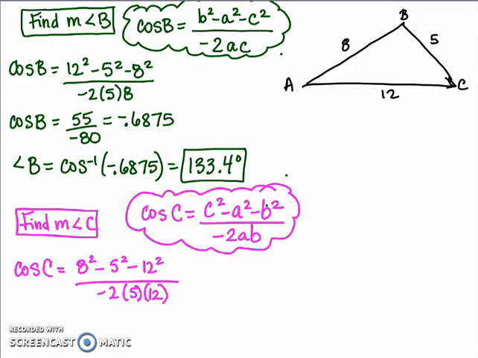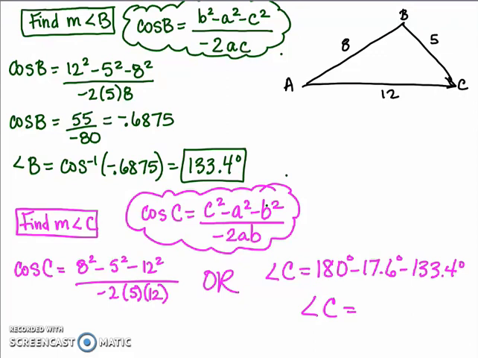Since we know 2 of our 3 angles already, the other option would be that we can just subtract from 180, which is actually easier. So I'm going to pause here. If you wanted to continue this math, you could, but the other way is to say that angle C is going to be equal to 180 degrees minus 17.6 degrees minus 133.4 degrees, which leaves us with the measure of angle C being 29 degrees. So there we go. We have used the law of cosines to solve for all 3 angles in this triangle.